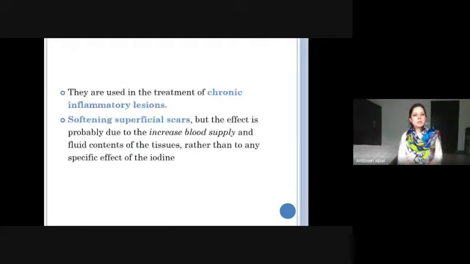They are used in the treatment of chronic inflammatory lesions. They are also used to soften superficial scars. This effect is probably due to the increased blood supply. As I said, when we apply them, they cause irritation. When they cause irritation, there is vasodilation. So whenever there is vasodilation, there is increased blood supply here, and the blood flow is actually increased. So the blood that is coming here has more oxygen and more nutrition. So it is going to cause the softening of the superficial scars.